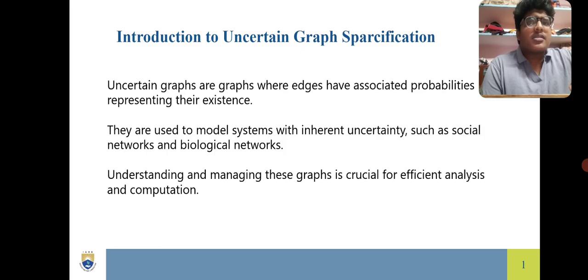Graph sparsification means making a graph lighter. By lighter, I mean reducing edges but keeping important properties. In uncertain graphs, the big challenge is to remove edges while still keeping the probabilistic structure intact.